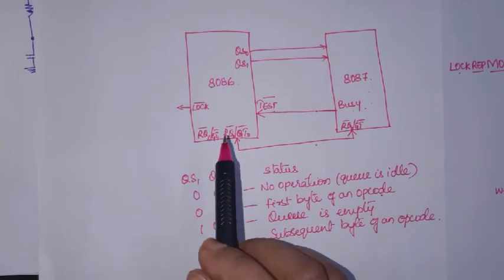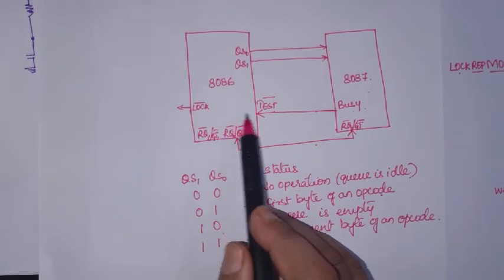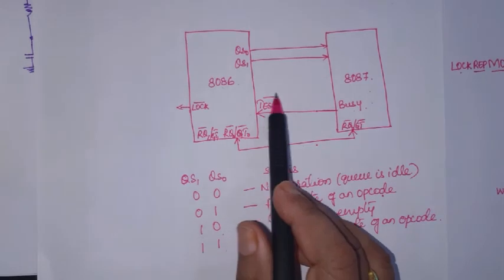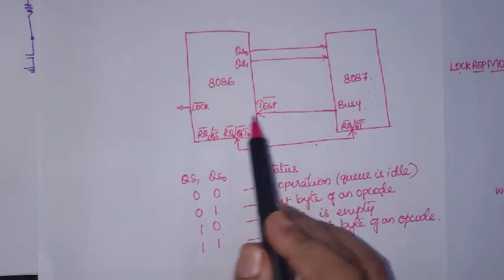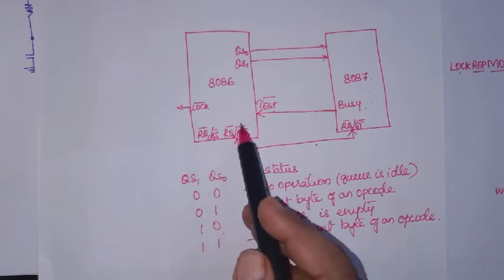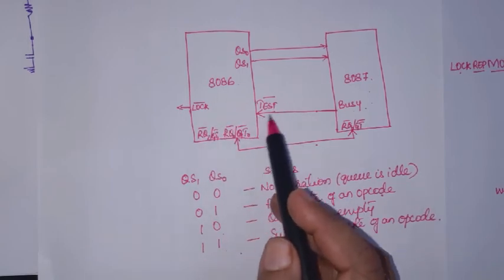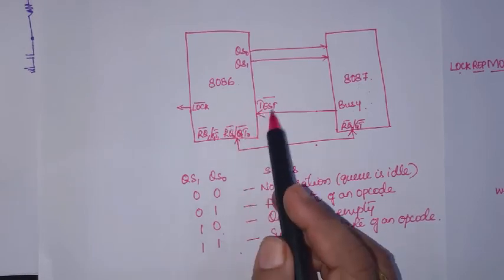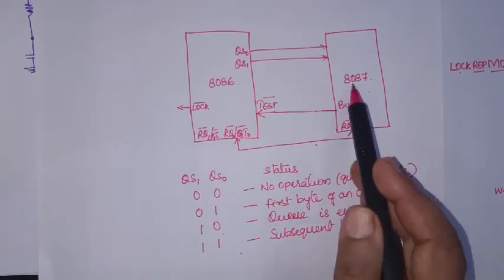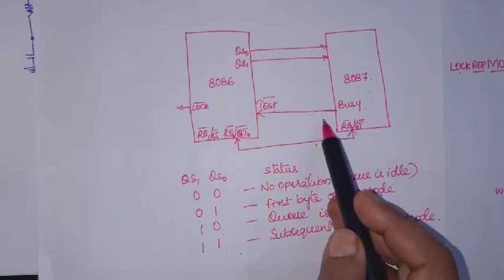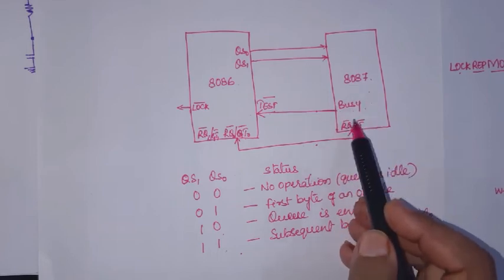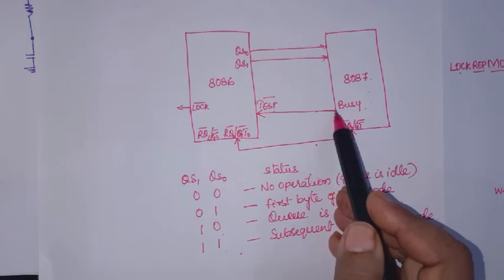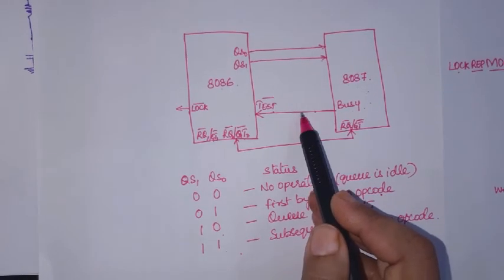Okay, when the WAIT instruction is executed, the processor will continuously check the status of this particular pin, TEST bar. If this is high, then it will keep waiting till this pin becomes low. This will be low when the BUSY pin of the 8087 processor is low. When it is high, it indicates that it is busy. When it completes the execution of the instruction, it will put a low signal on this pin.